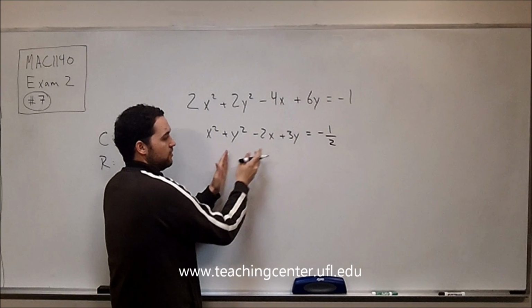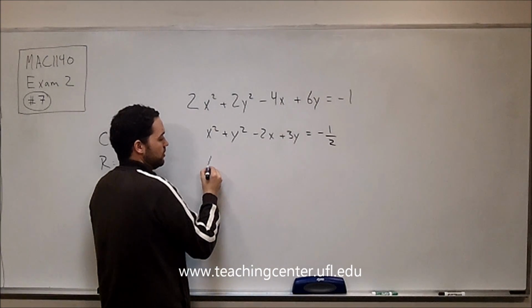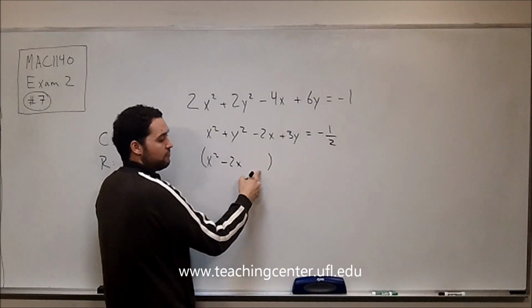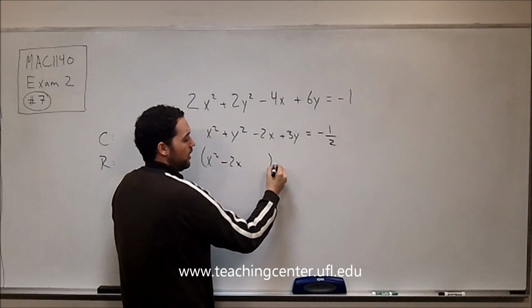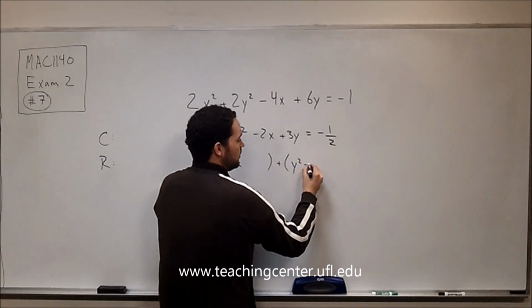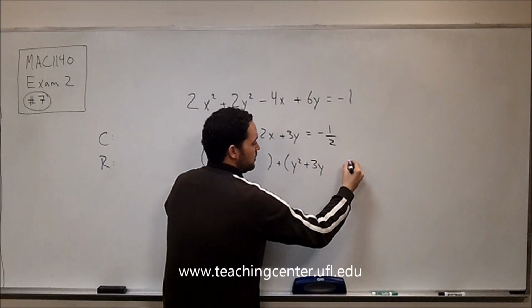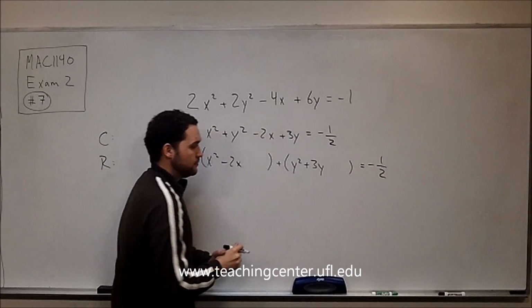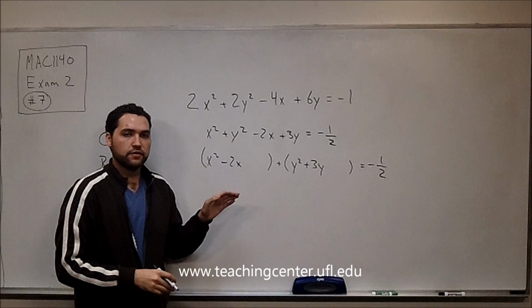Now if we group the x's and group the y's, this is x squared minus 2x, and leave a little space here because we're going to need that in a second. Then plus the y's, so you'd have y squared plus 3y, leave a little bit of space, equals the negative 1/2. So now we're set up to use completing the square.